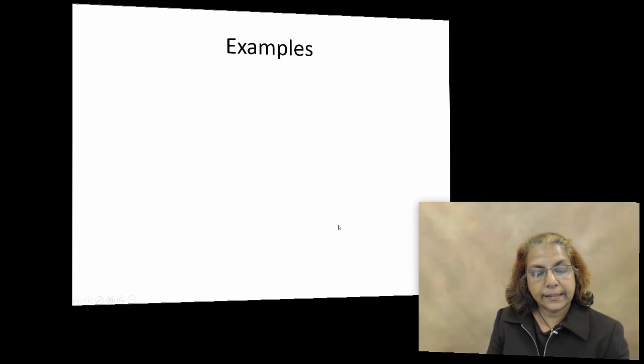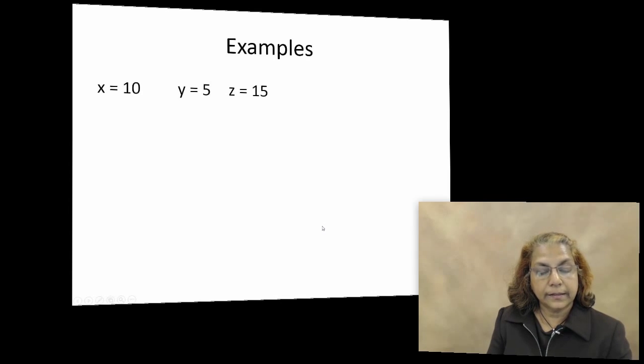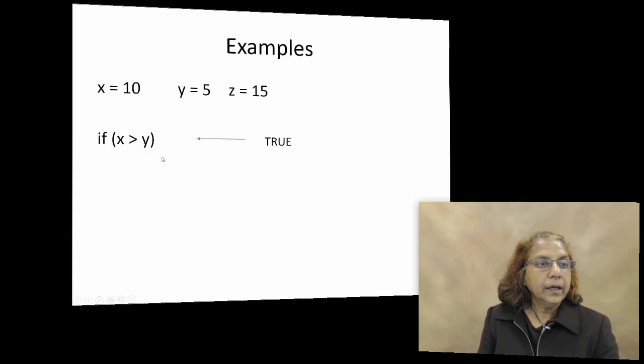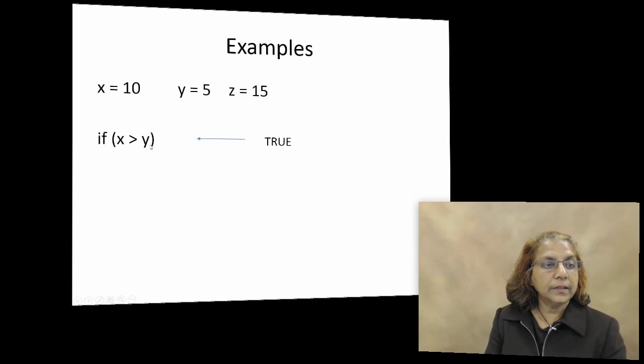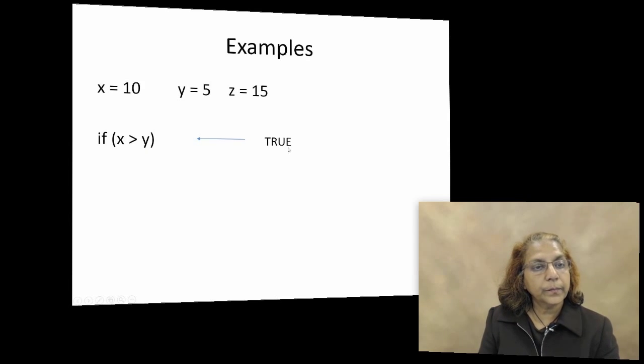Now let's look at the examples of the condition, how we phrase it in C++. Let's assume we have these three variables, and x is assigned 10, y is assigned 5, and z is assigned 15. And let's say we have this condition. If x is greater than y, will it evaluate to true or false? It will evaluate to true because x is greater than y.